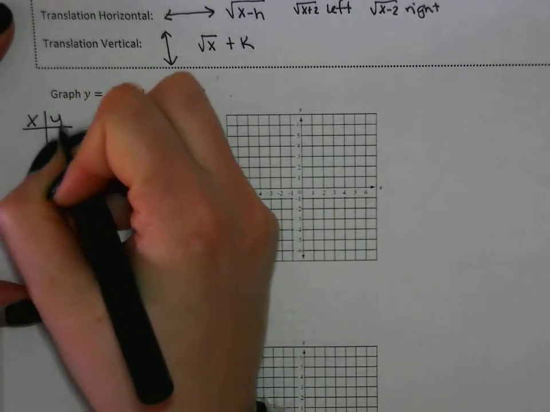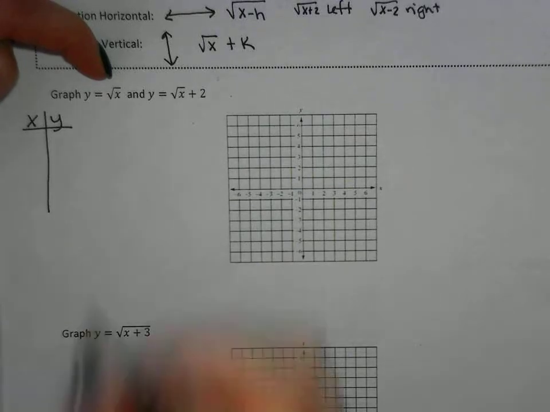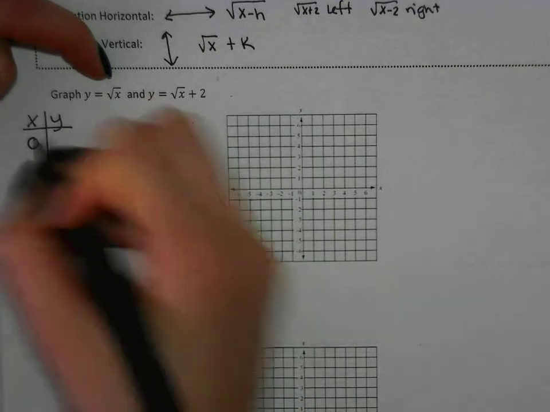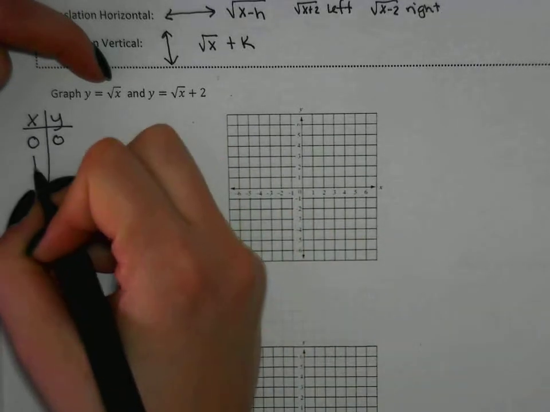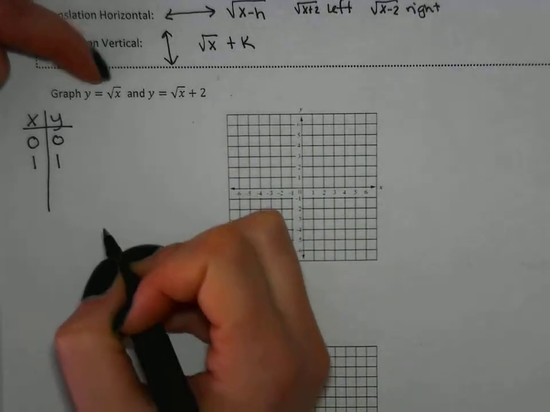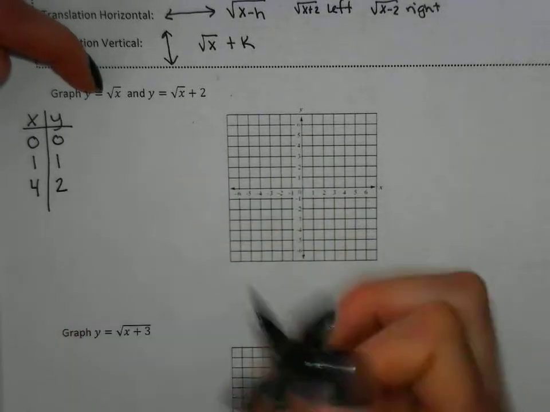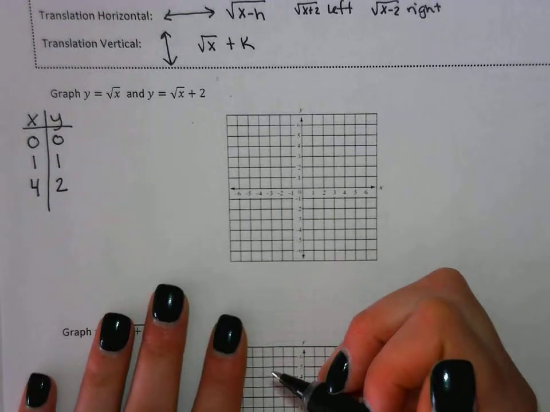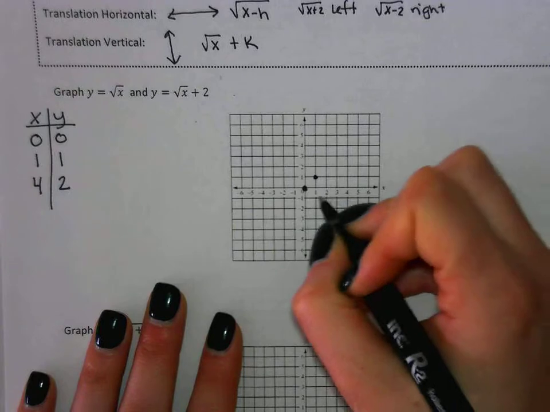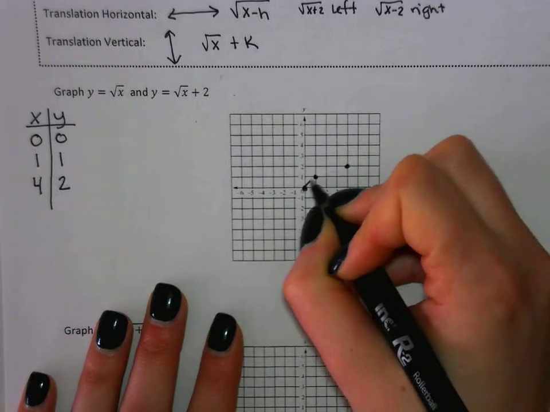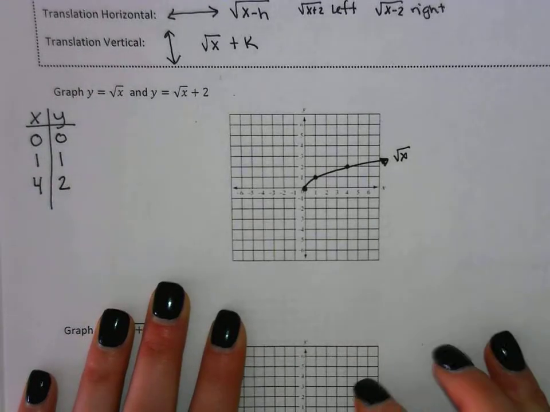Let's create a table. Remember, we can't take the square root of a negative number. So if we plug in our first value, which is 0, the square root of 0 is 0. The next perfect square is 1, so the square root of 1 is 1. And then the next perfect square is 4, and the square root of 4 is 2. So let's graph our parent function. We have (0, 0), (1, 1), and (4, 2). So this is our parent function.